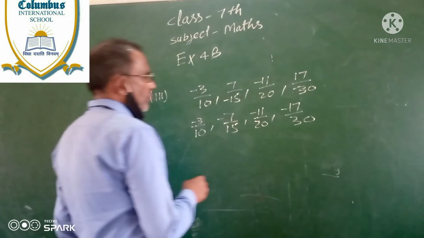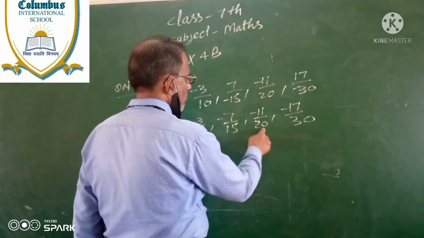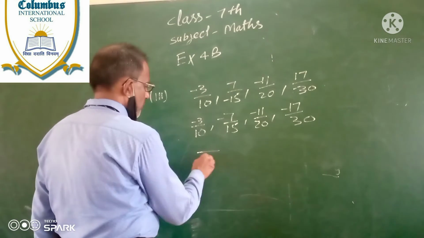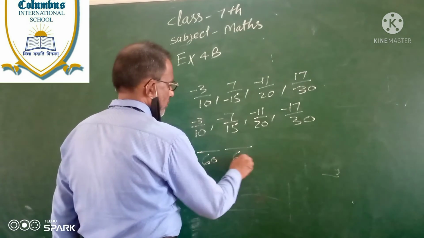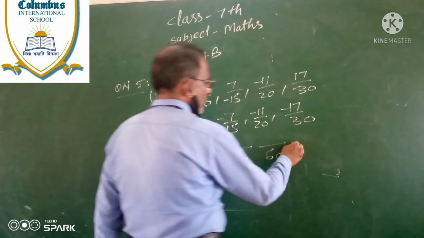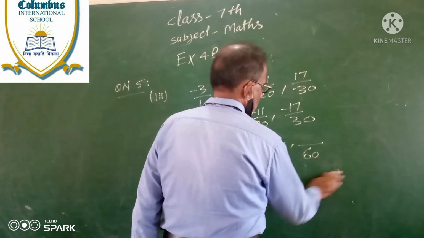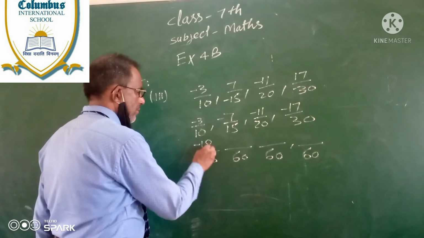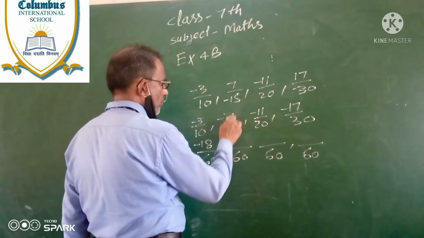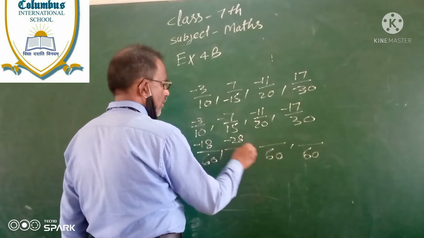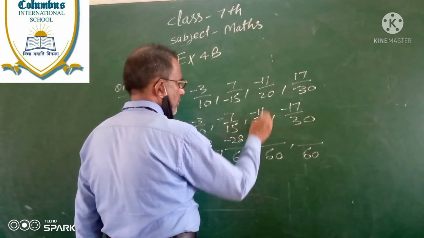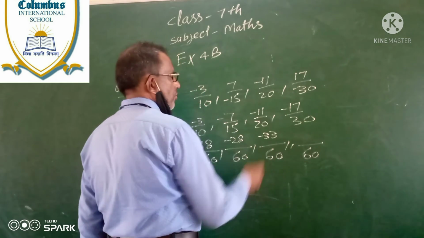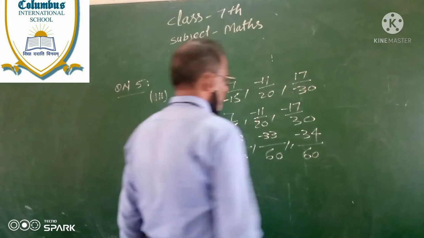Okay? Now you find out the LCM of 10, 15, 20 and 30. That is 60. So you write the denominator 60 in all cases. 10 sixes are 60, 3 sixes are 18, minus 18. 15 fours are 60, 7 fours are 28. 20 threes are 60, 11 threes are 33. 30 twos are 60, 17 twos are 34, minus 34.